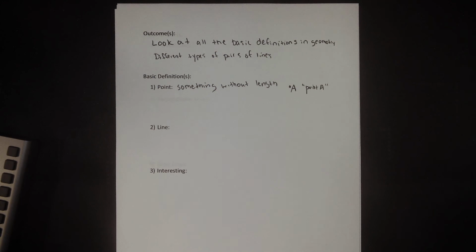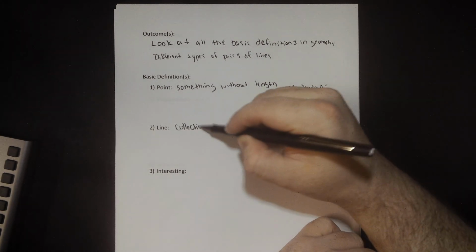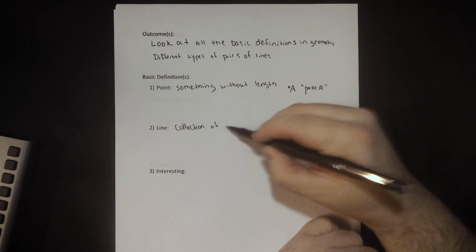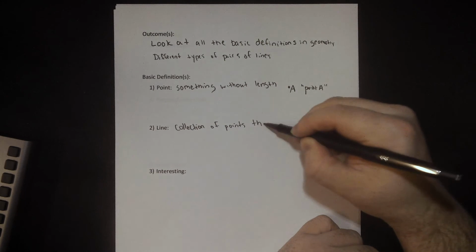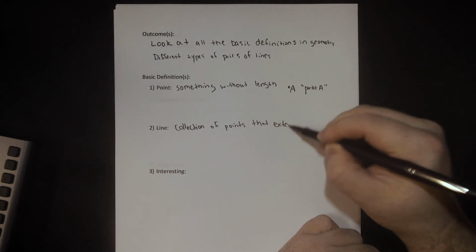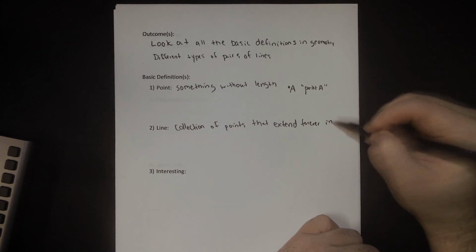We have all kinds of points anywhere. You can think of the points as stars in space, even though in reality stars are very, very large. But to us, while we're on the Earth, stars are pretty much just like points. Then we have lines, and lines by definition are a collection of points that extend forever in two directions.